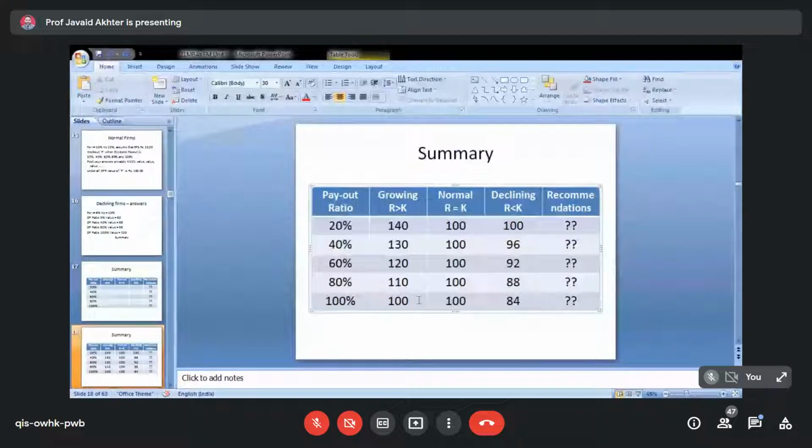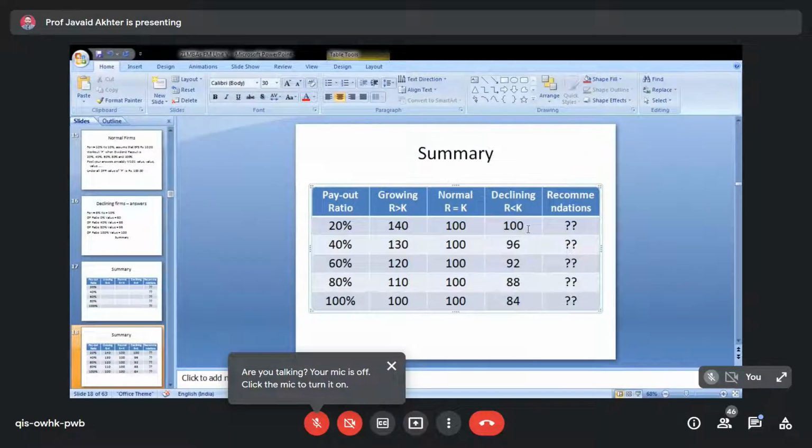So when you look at the declining one. Sir, it is written for the 20%, R is less than K, 100. So it should be 84 now. Say it again. I'm not getting which percentage you are saying. Sir, where R is less than K, declining. Okay, here. So you have written 20%, the value is 100. It is 84. No, it cannot be 84. It will be something else.